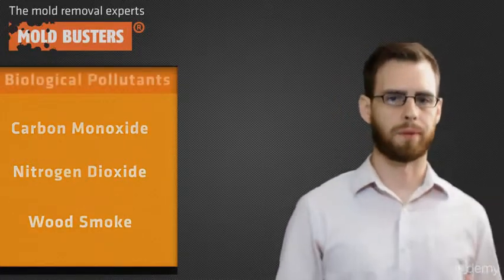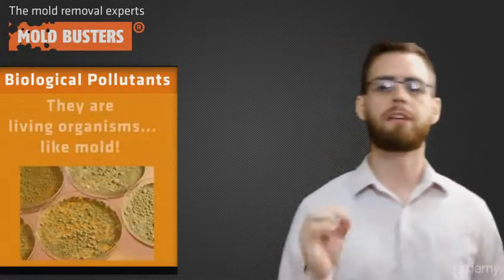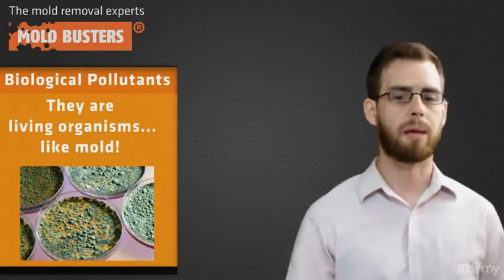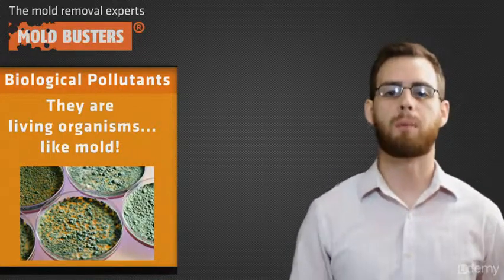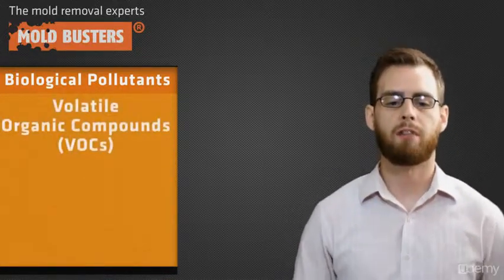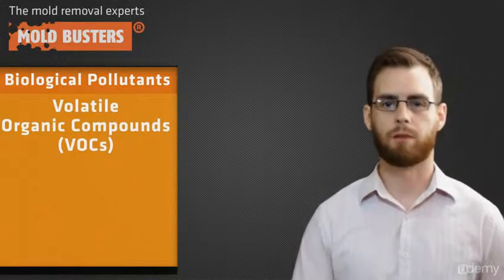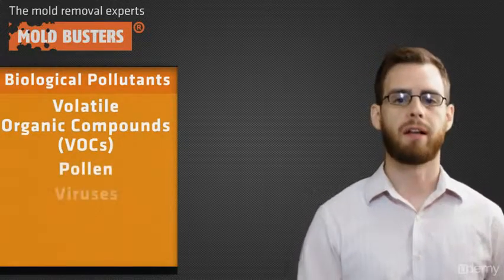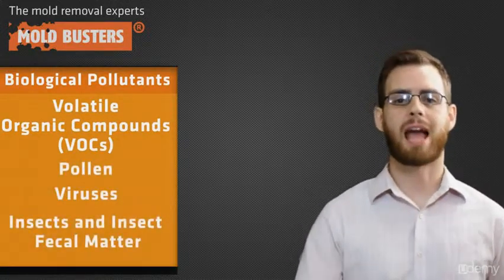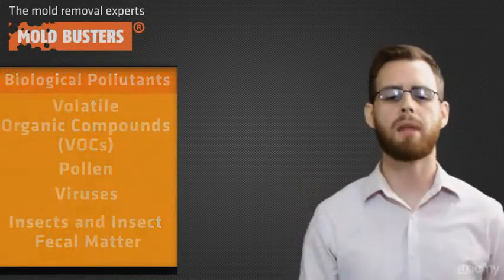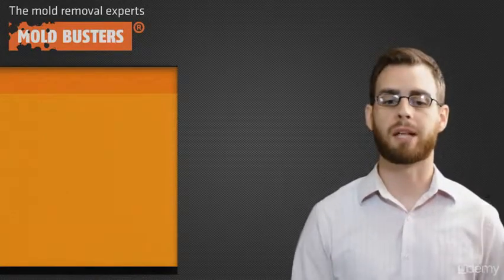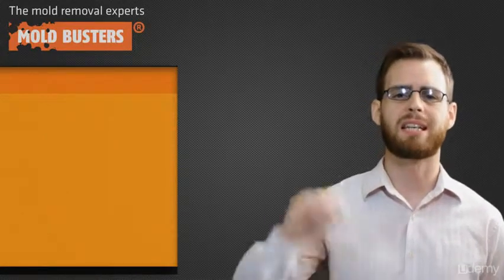Now, biological pollutants. Biological pollutants are living organisms like mold, bacteria, and dust mites. Some other common indoor biological contaminants include volatile organic compounds, or VOCs, pollen, viruses, insects, and insect fecal matter. Now, mold is one of the most common biological indoor air pollutants. The importance of mold as an indoor air pollutant has grown significantly in recent years.